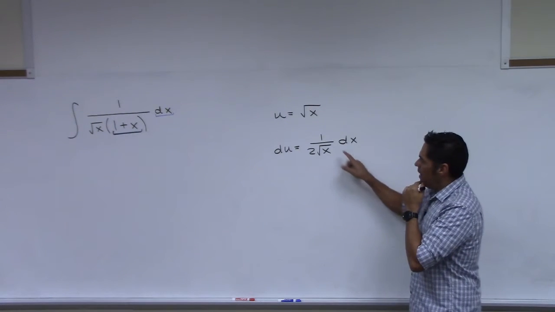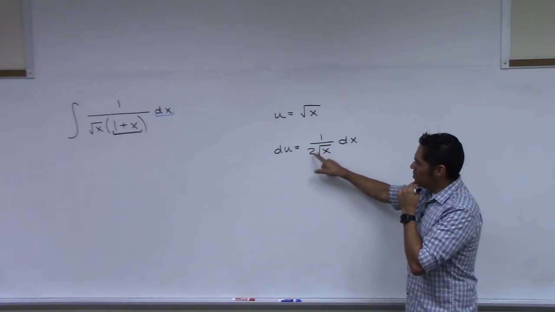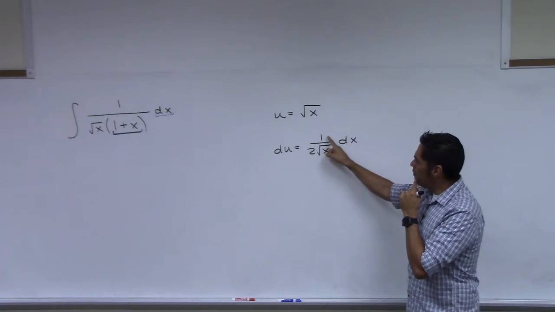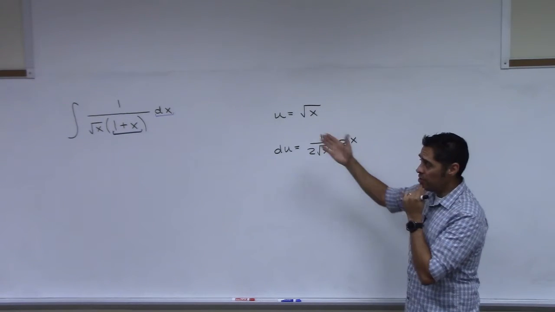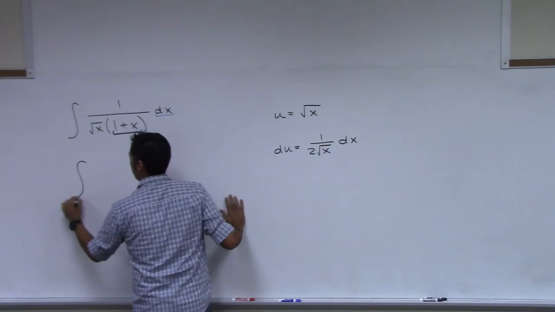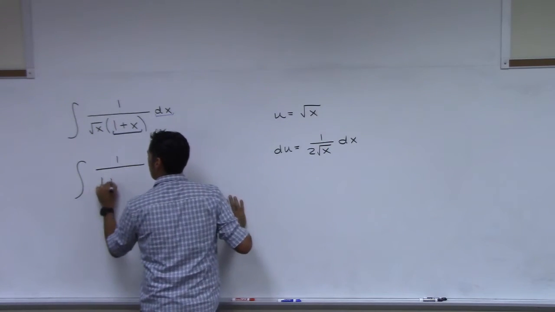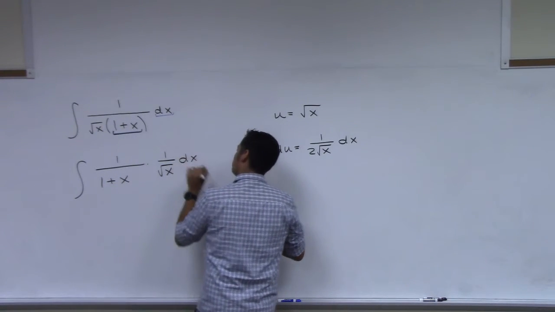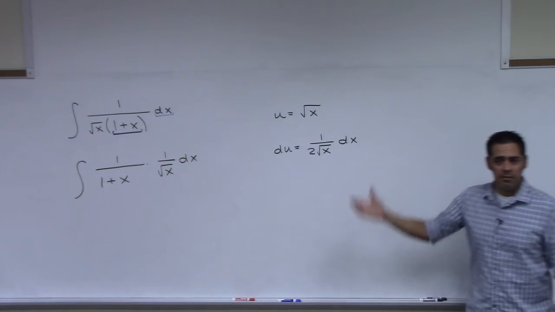Okay. I have a 1 over 2. Who cares about the 2? I can always get rid of that, right? I can multiply both sides by 2. So I really have a 1 over root x dx. Do you see a 1 over root x dx over here? Maybe if I rewrite it this way, you'll see it. Yes? You see it now?